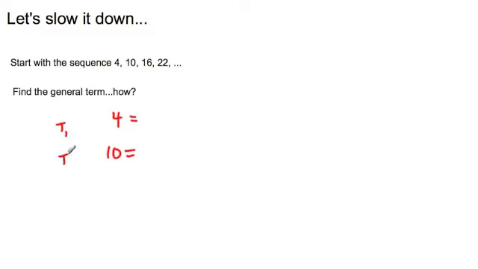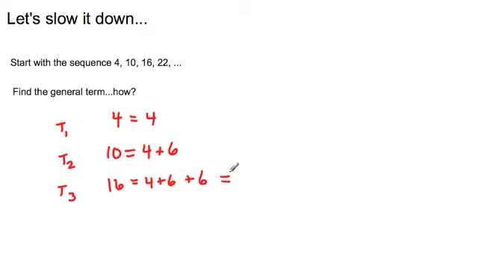Then I look at the second term in my sequence. How do I get from the first term to the second term? Well, I started with 4 over here. Then to get 10, looking at it in terms of my first number, I have 4 plus 6. Then I look at the third term, 16. It looks like now I have 4 plus 6 plus 6. Because again, I'm going back here and looking at the pattern that I noticed. It looks like each time I'm adding 6 to the original.